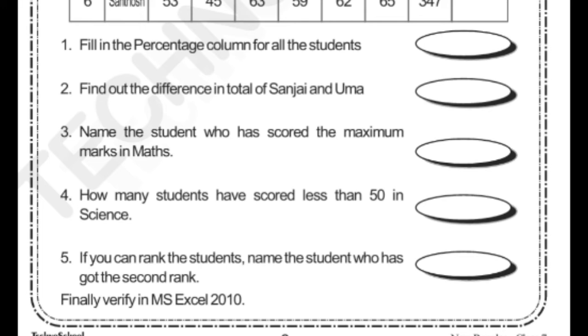Okay, so the last question. If you rank the students, name the student who has got the second rank. It's a very simple question. So how do we find the rank of the students, number 1, number 2, number 3? We have to look at the total of marks. Whichever value is biggest, we can give rank number 1, then rank number 2. Based on the total value, we can find the answer for this question.